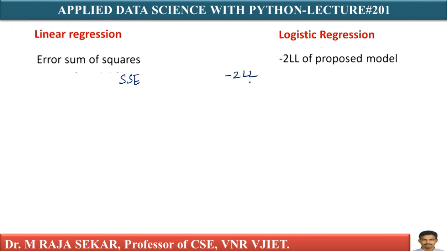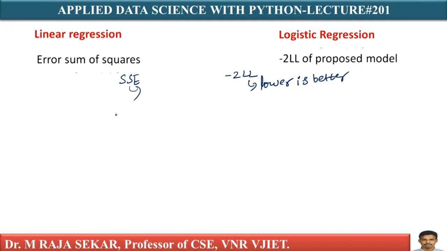Always we prefer lower values. Lower is better. It means if you are getting a lower value of this minus 2LL, that's good. Even with SSE, if you are getting a lower value of SSE, that's a better model, isn't it? The lower the minus 2LL value, the better the fit of the model. The minus 2LL value can be used to compare equations for the change in it.